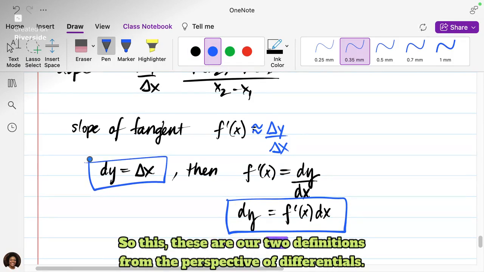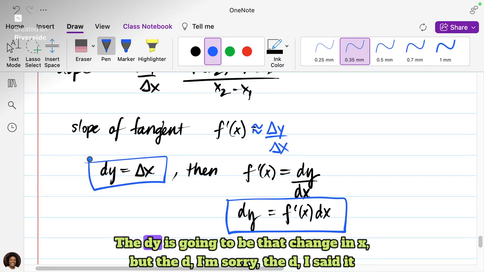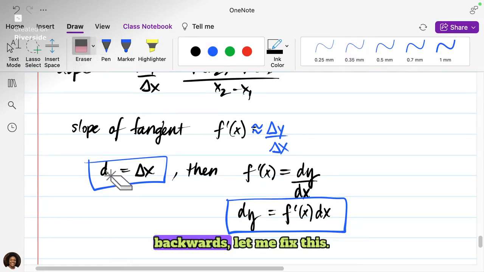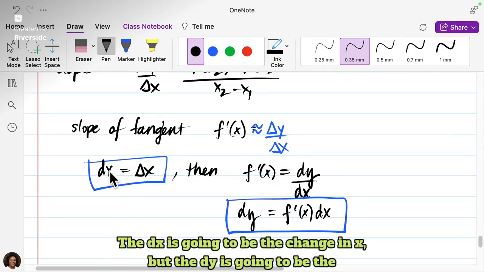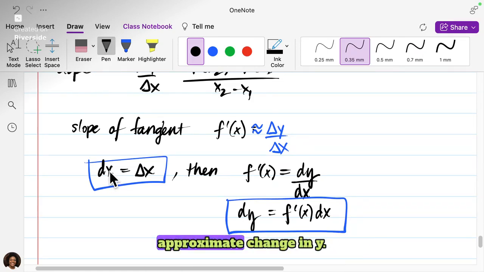So these are our 2 definitions from the perspective of differentials. The dy is going to be that change in x, but I said it backwards. Let me fix this. That's a dx. Apologize. The dx is going to be the change in x, but the dy is going to be the approximate change in y.